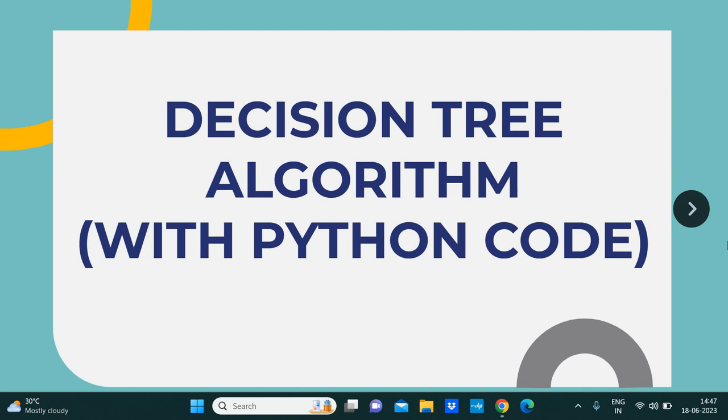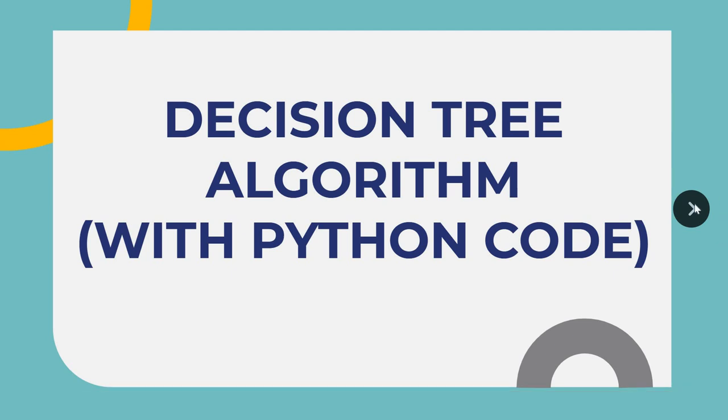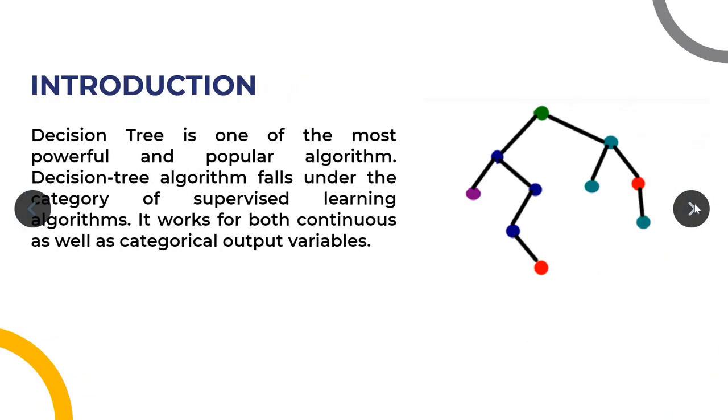Hello everyone. In today's video, we are going to discuss the decision tree algorithm. Introduction. Decision tree is one of the most powerful and popular algorithms. Decision tree algorithm falls under the category of supervised learning algorithms. It works for both continuous as well as categorical output variables.